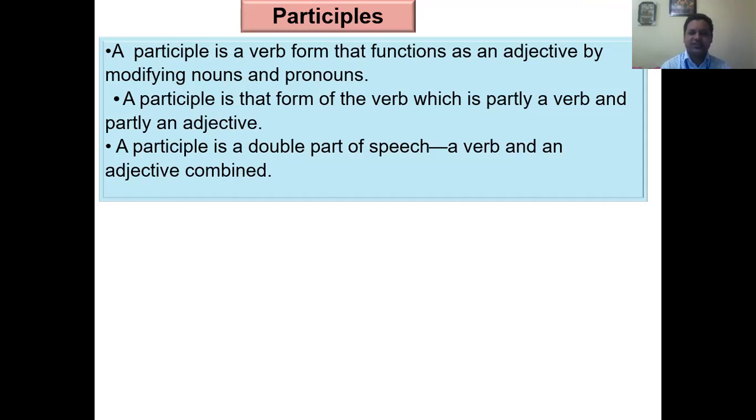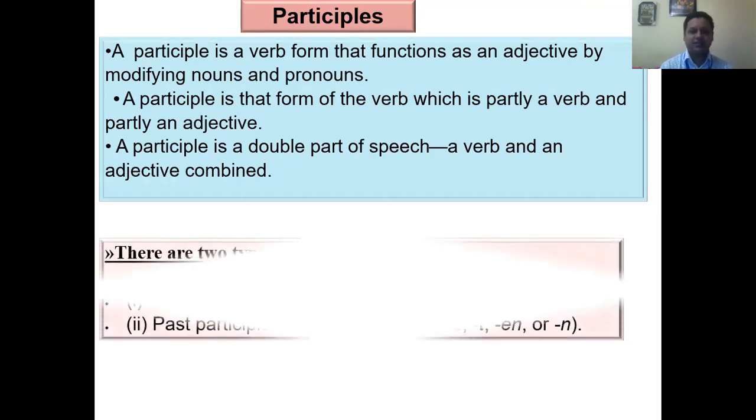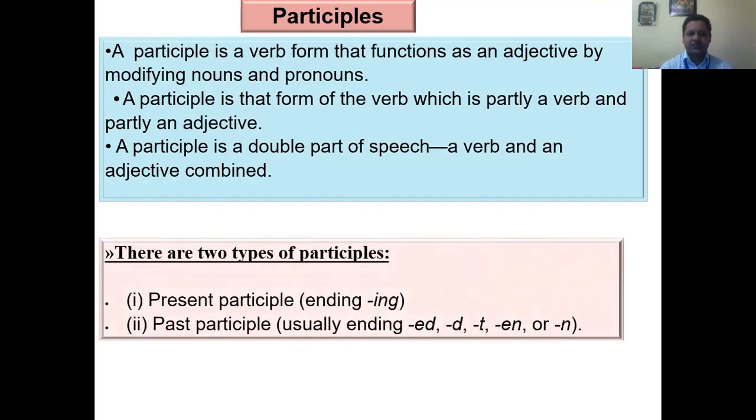A participle is that form of the verb which is partly a verb and partly an adjective. That's why it is called a double part of speech. A participle is a double part of speech, a verb and an adjective combined. Let's see the types of participles. There are two types of participles: present participle, ending in ing, and past participle, usually ending in ed, d, t, en or n.